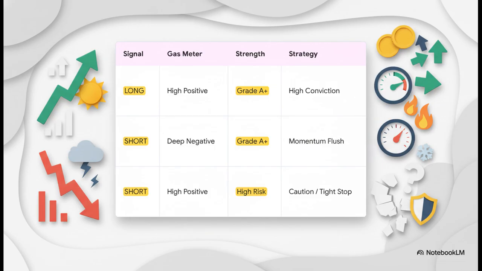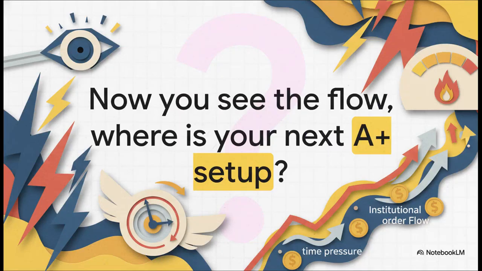But what about the other side? Say you get a short signal, but the gas meter is bright green. That's a high-risk trade, my friend. It means you're trying to short a market that has this powerful volatility-driven buying pressure bubbling up underneath it. You'd want to be really, really careful with that one. So by combining skew for fear, charm for time pressure, and Vanna for fuel, you're not just trading price anymore, you are literally reading the entire institutional playbook. So the only question left is, where are you going to find your next A+ setup?